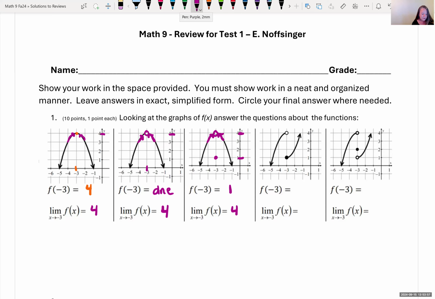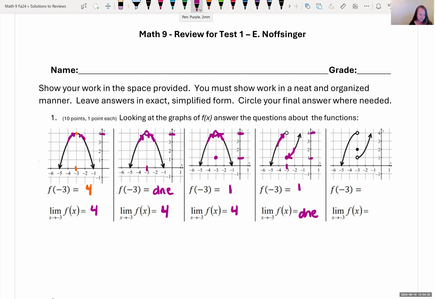The fourth graph asks, what is f of -3? Notice there is a jump in the graph when x is -3. We're looking for the solid circle, and the solid circle when x is -3 is 1. If I'm looking at x approaching -3 on the left-hand side, I get 4. And x approaching -3 on the right-hand side, I get 1. Since the limits are not approaching the same value on the left and the right, we say that the limit as x approaches -3 does not exist.